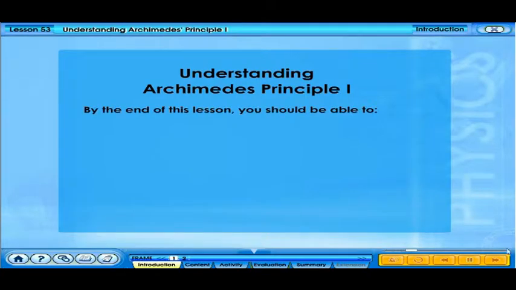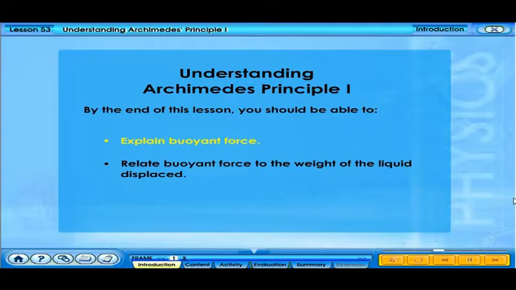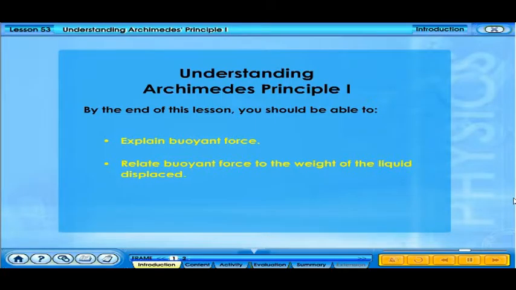By the end of this lesson, you should be able to explain buoyant force, relate buoyant force to the weight of the liquid displaced.